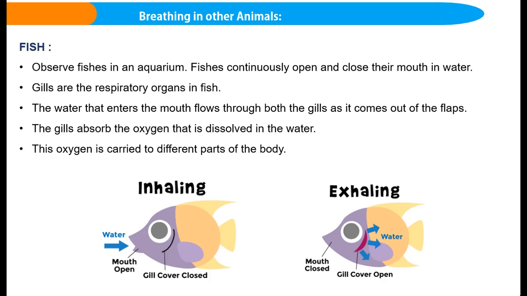On either side of the head, gills are present, covered by the operculum, and the gills are richly supplied with blood vessels. The water that enters the mouth flows through the gills and comes out of the flaps. The gills absorb the oxygen that is dissolved in the water, and this oxygen is carried to different parts of the body of the fish.